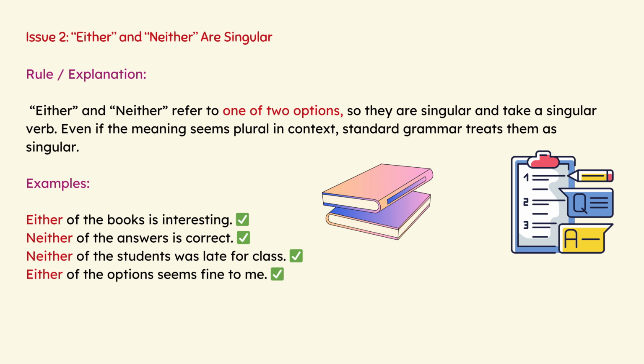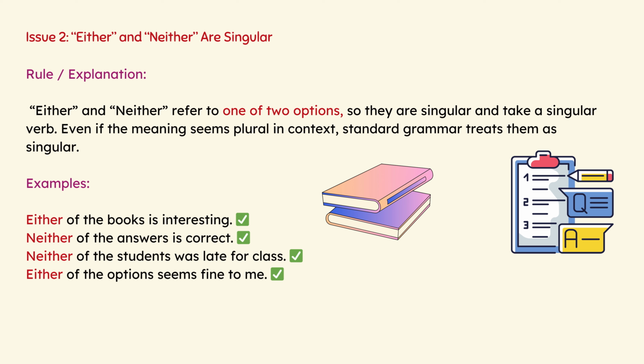Here, either refers to one book out of two, so we use the singular verb is. Neither of the answers is correct. Neither means not one of the two answers, so the singular verb is correct. Neither of the students was late for class. Here, neither refers to not one student out of two, so we use was, singular.